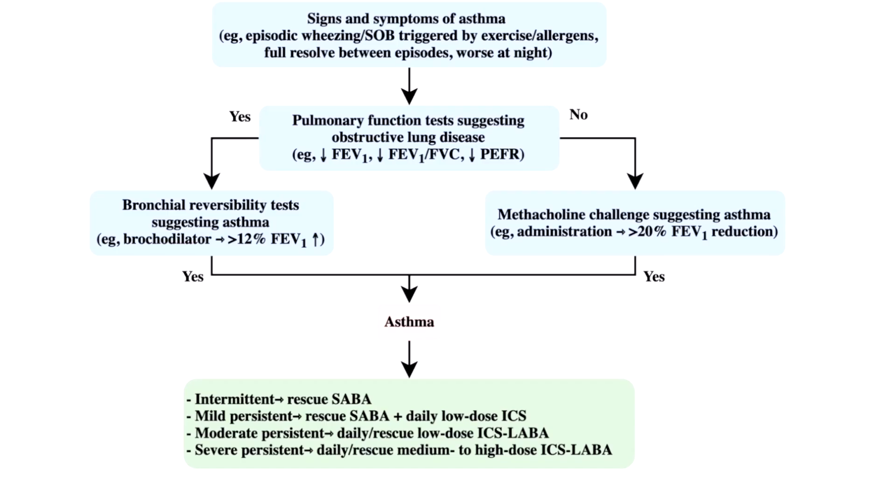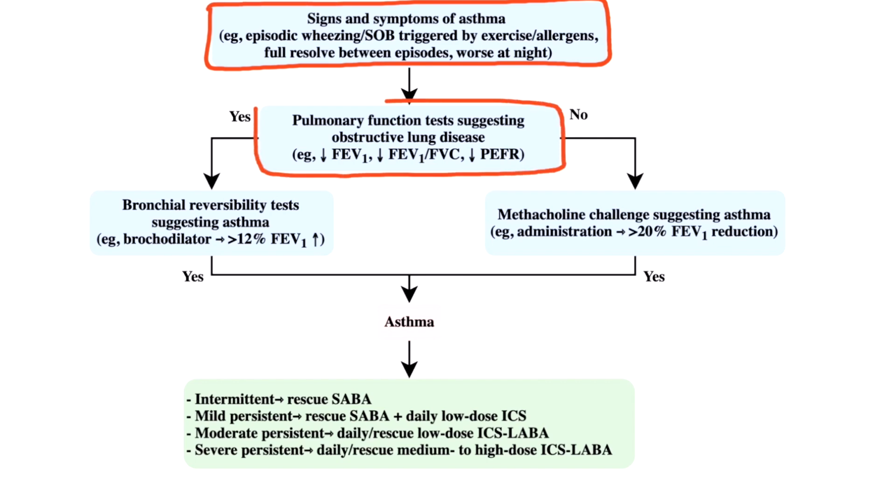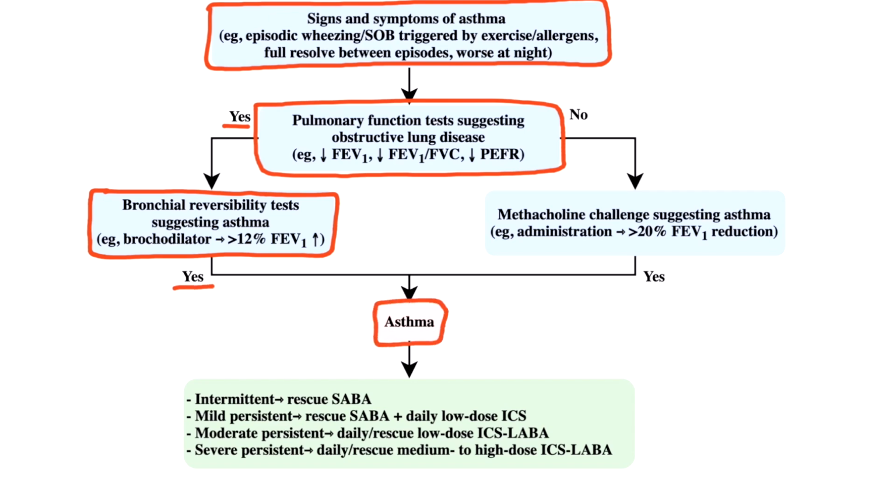Here we have the diagnostic algorithm for asthma. If the patient has classic signs and symptoms of asthma, such as wheezing or shortness of breath, then we should perform pulmonary function tests. If pulmonary function tests show decreased FEV1, FEV1/FVC ratio, and peak expiratory flow rate, suggesting an obstructive lung disease, then we should perform a bronchoreversibility test with inhaled albuterol. During this test, we administer albuterol to the patient and then measure the change in FEV1. If FEV1 is increased by more than 12% after albuterol administration, asthma can be diagnosed and the treatment initiated.